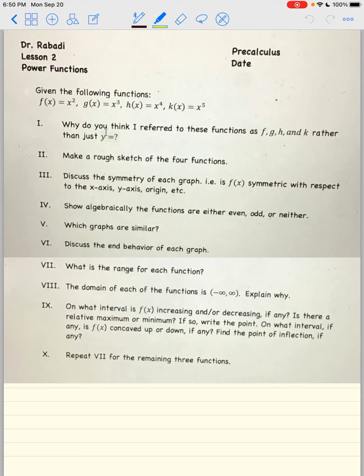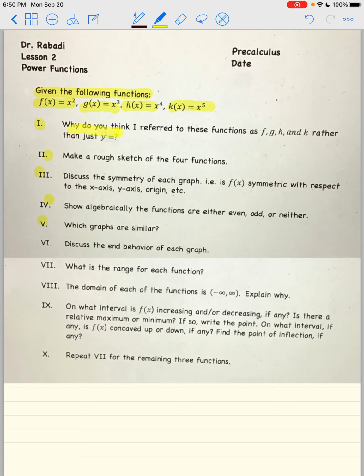This video is about graphing some of the power functions. So I wrote, given the following functions, f of x equals x squared, g of x equals x to the third, h of x equals x to the fourth, and k of x equals x to the fifth, let's answer some of the following questions.